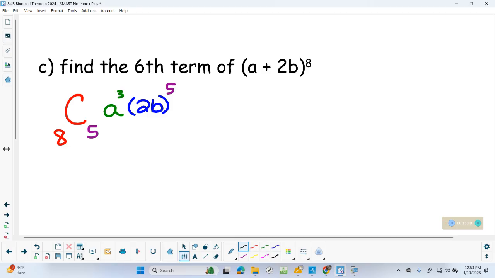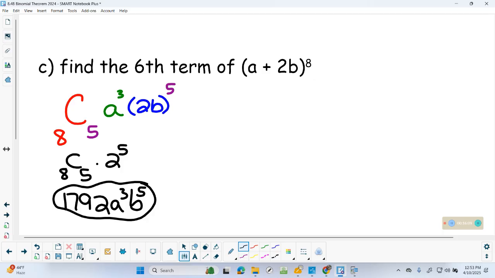And again, you don't have to write this. I would punch this all in my calculator in one step. We need 2 to the 5th. And that will give you the coefficient. So what do you got for a coefficient? Got it. And I'm going to have a cubed b to the 5th.